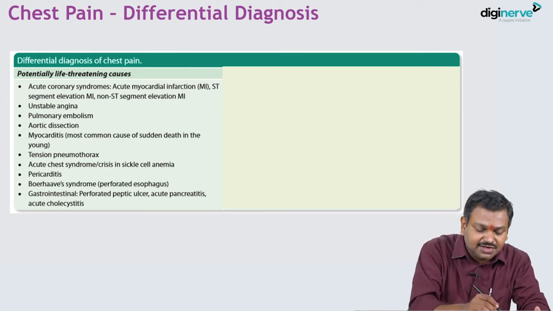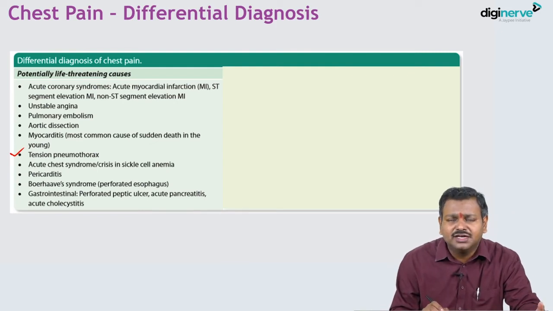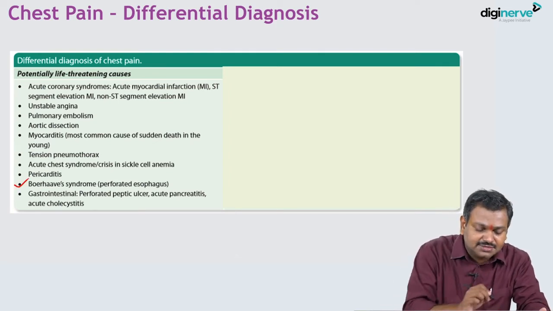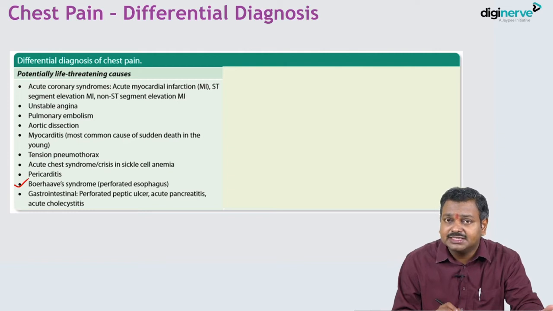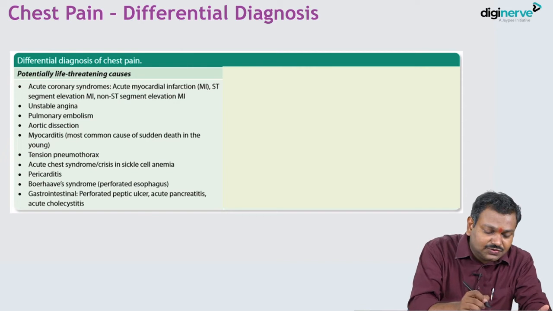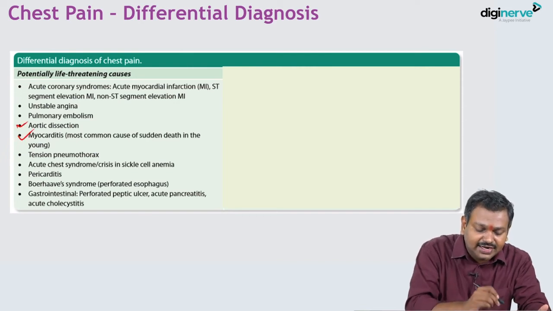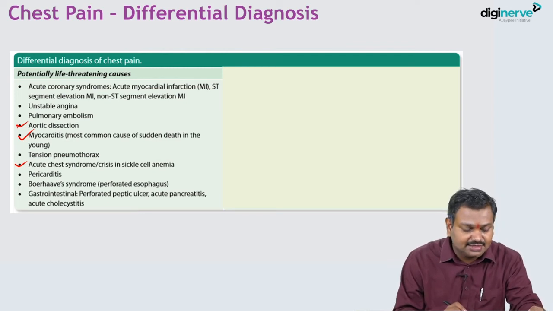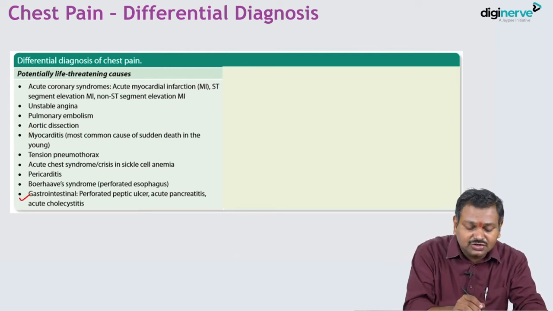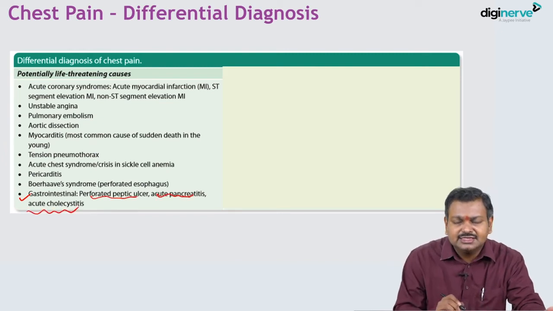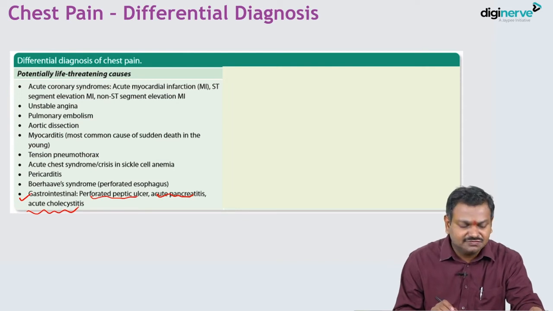From the respiratory system, we have to remember tension pneumothorax as an important acute, potentially life-threatening cause which can manifest with chest pain. Esophageal rupture, what we call Boerhaave syndrome, is an important emergency that has to be thought of. Other important causes include aortic dissection, myocarditis, and acute chest syndrome, like a crisis in sickle cell anemia. Gastrointestinal causes like perforated peptic ulcer, acute pancreatitis and acute cholecystitis are potentially life-threatening causes of chest pain.